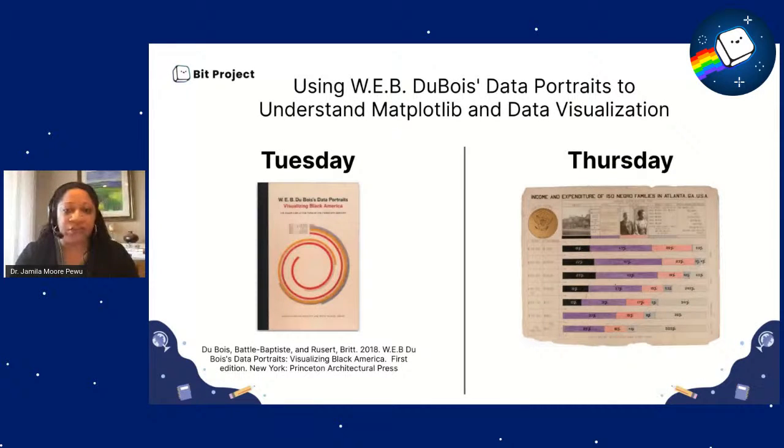Another example is we were beginning to understand data visualization using Matplotlib. And so on Tuesday, we read a book on Du Bois's data portraits, W.E.B. Du Bois, in which he sent them in 1900 to Paris to help people visualize Black America. And then on Thursday, we learned about Matplotlib and how to actually do our own data visualizations.